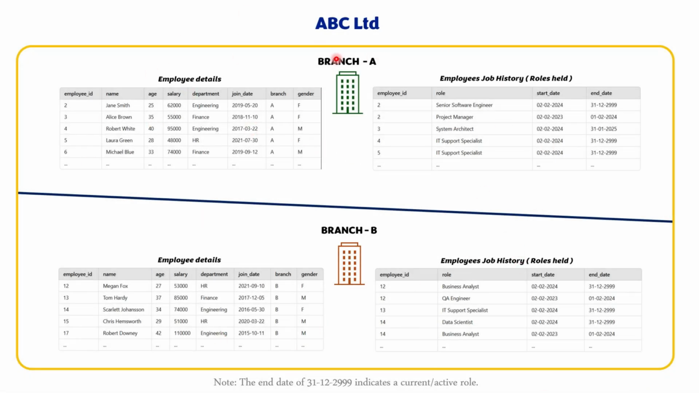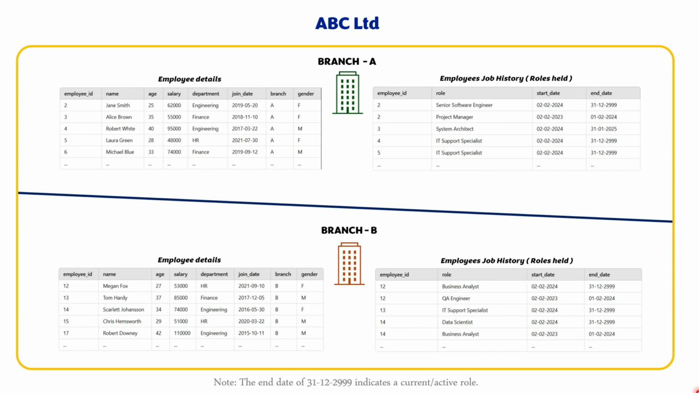Let's assume a company has two branches, and each branch maintains employee details and employee job history as separate tables. The employee table stores basic details like name, age, salary, and so on. On the other hand, the job history table keeps track of all the roles each employee has held while working at the company. So, in total, we have four datasets.